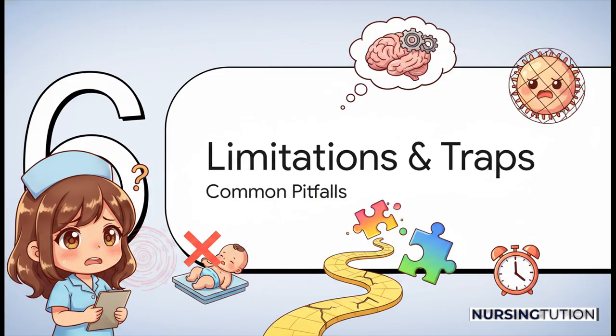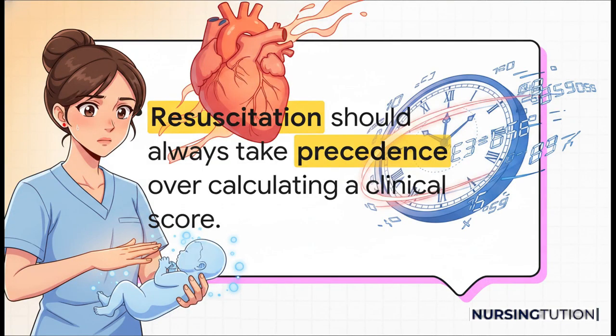Finally, Section 6, Limitations and Exam Traps. Don't let the test makers fool you. I cannot stress this enough. This is arguably the most important takeaway in this entire explainer. Never, ever delay giving a baby life-saving breaths or chest compressions just because you're waiting for the clock to hit that 1-minute mark so you can calculate an APGAR score. If a baby comes out limp, blue, and pulseless, you start resuscitating instantly. Clinical care always takes precedence over doing the math for a score.